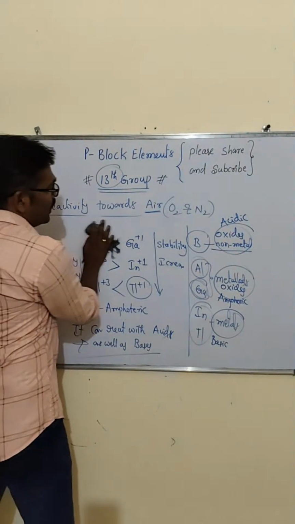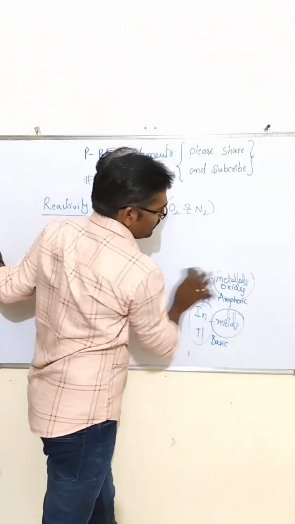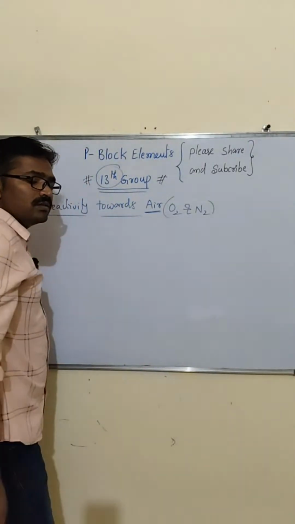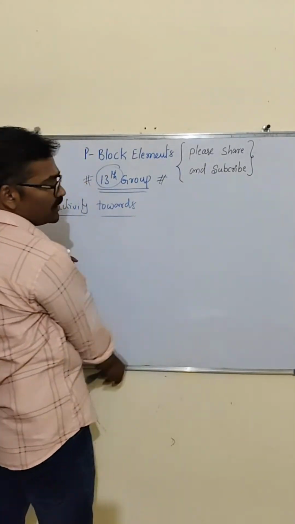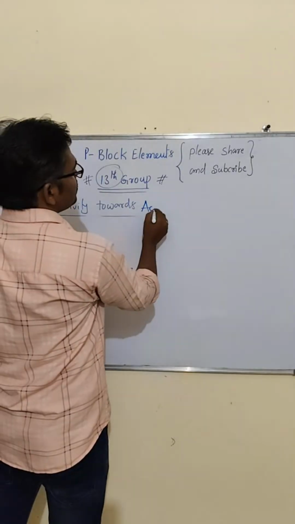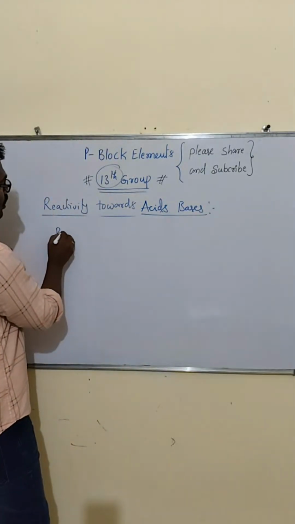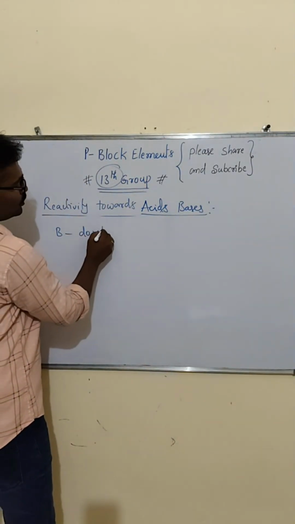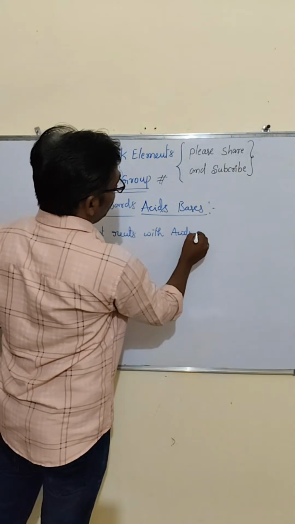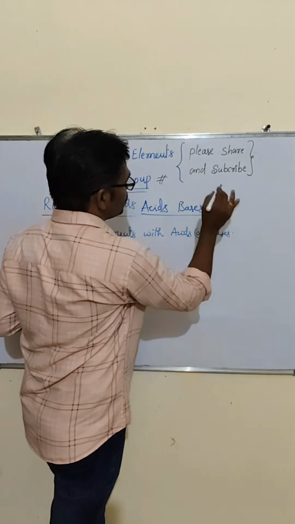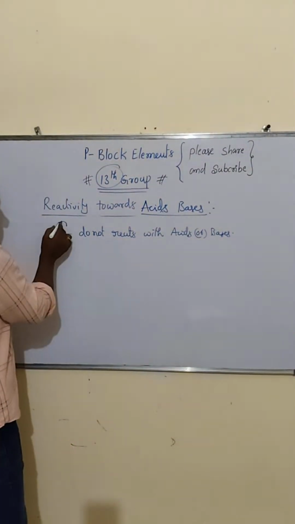Next, we have to discuss reactivity towards the halogens. But before going to reactivity towards halogens, reaction with acids and bases. Remember, boron does not react with acids or bases when it is present in the crystalline formation, my dear students.